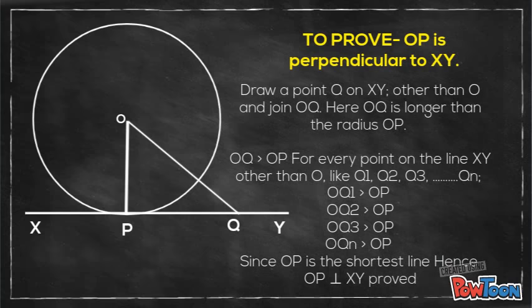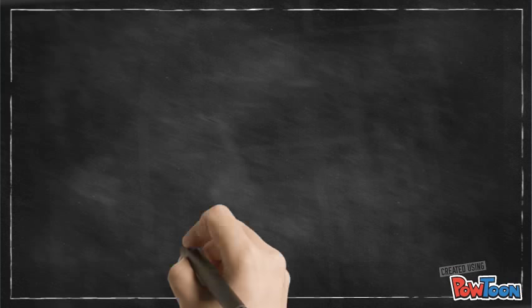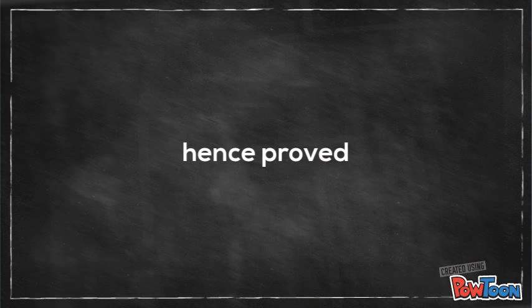OQ2 is greater than OP. OQ3 is greater than OP. OQn is greater than OP. Since OP is the shortest line, hence OP is perpendicular to XY, hence proved. Because the shortest distance from a given point to the line is perpendicular only.